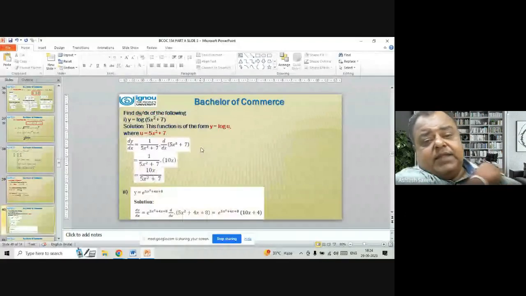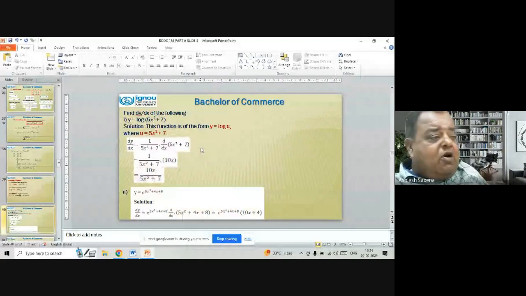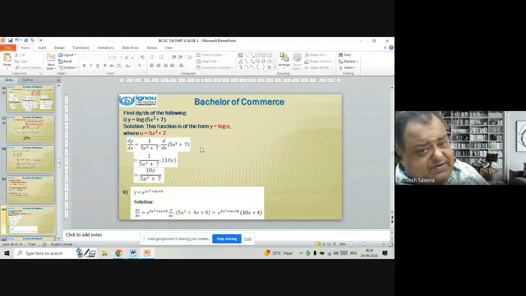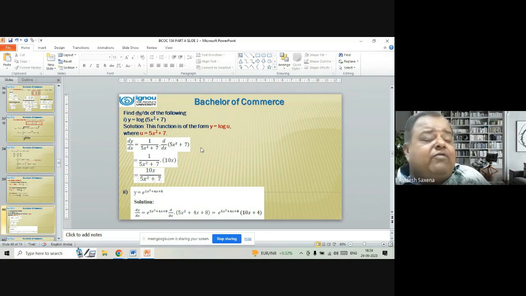You have a problem like this: y = log(5x² + 7). There are two methods for solving it. I will be using the easiest one. As I told you, the derivative of log x is 1/x, and we have to find the derivative of the inside again. Normally that is 1, so I will apply this over here.